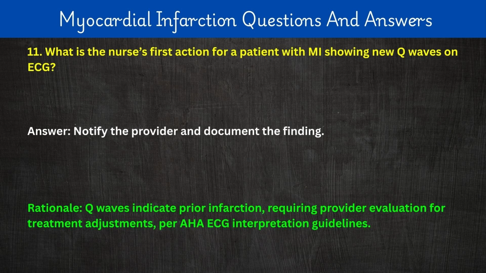11. What is the nurse's first action for a patient with MI showing new Q waves on ECG? Answer: notify the provider and document the finding. Rationale: Q waves indicate prior infarction, requiring provider evaluation for treatment adjustments, per AHA ECG interpretation guidelines.